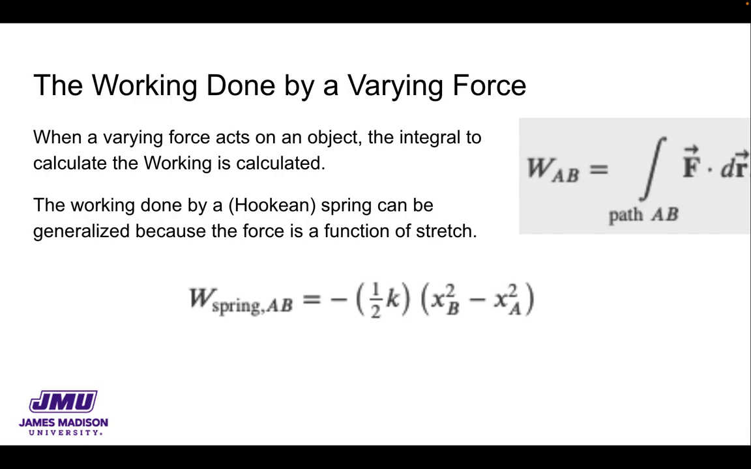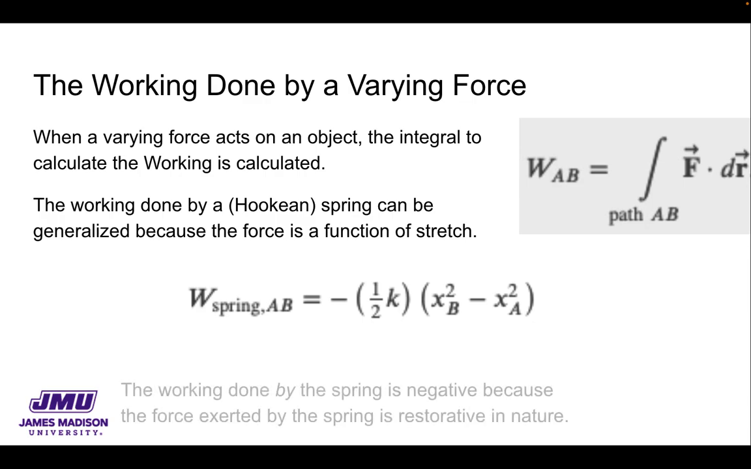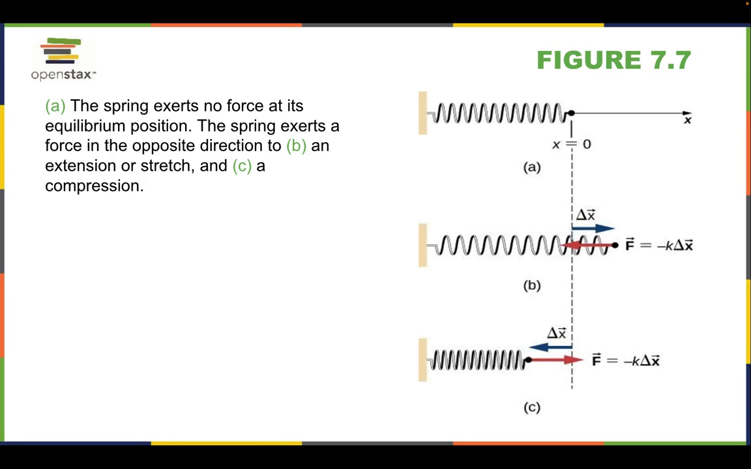The work done by the force of a spring, as a spring is stretched or compressed from point A to point B, is equal to this equation here. The work done by the spring is negative because the force exerted by the spring is restoring in nature. Always keep in mind that the force a spring exerts is in the opposite direction of the displacement or distortion that was done to the spring. So if an external force is doing the work, then you would calculate that the external force is doing positive work. But if the spring is the one doing the work, that's going to be negative by the nature of the spring.